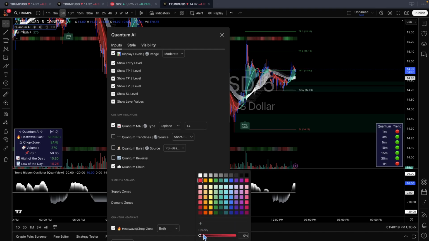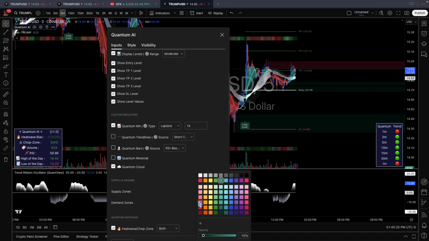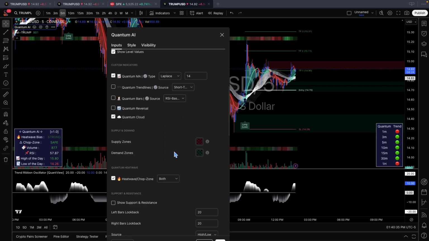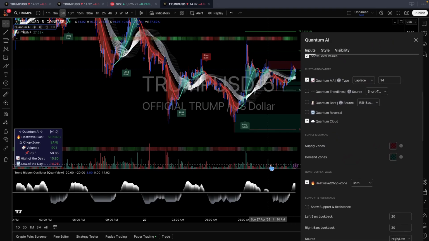I just don't want them to be super bright. So I'll probably put it like 15% or something. And then same with the demand zones. It's up to you. Up to you, people. Okay, the heat wave and the chop zones. Okay, so that's what these things are right here.